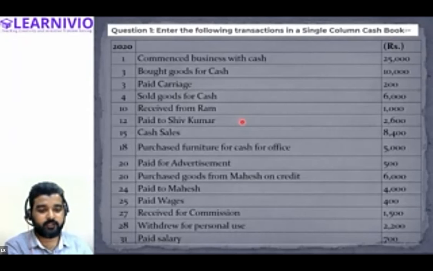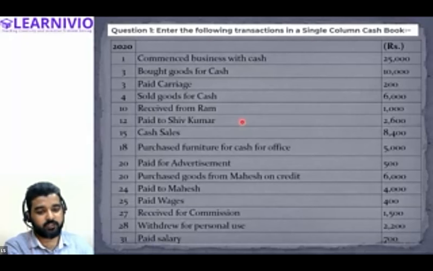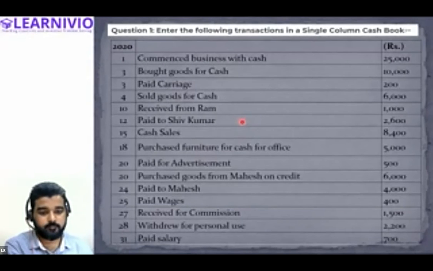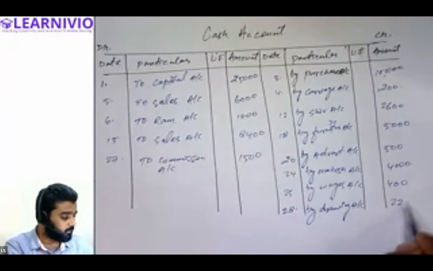Next, after that, the 28th item is withdrew for personal use, 2,200. Tell me how it will be recorded. On which side, debit or credit? We are basically withdrawing, so withdrawal will lead to a decrease in cash. Correct. So we will write it as by drawings account, 2,200.